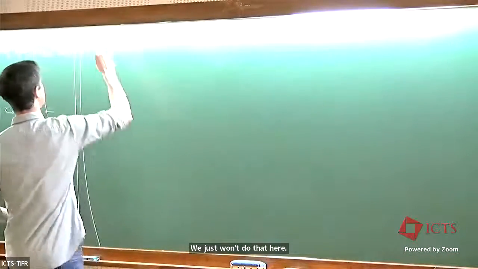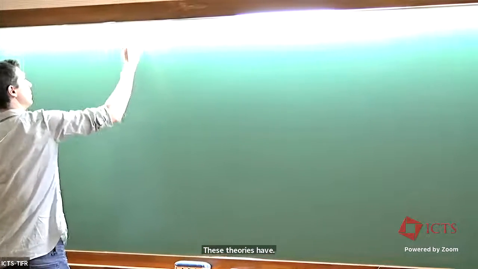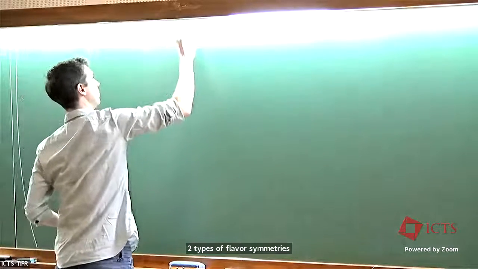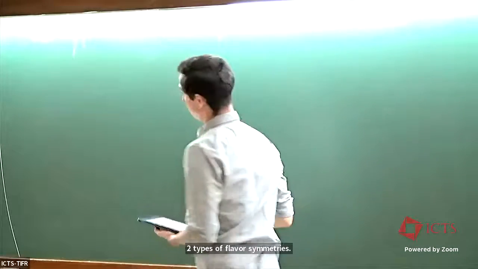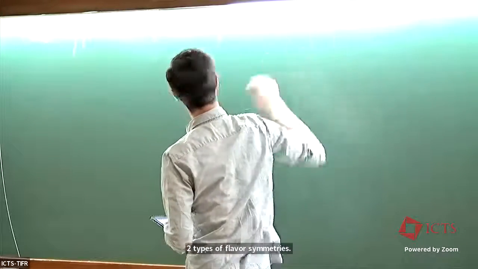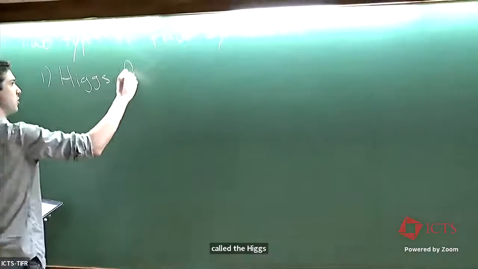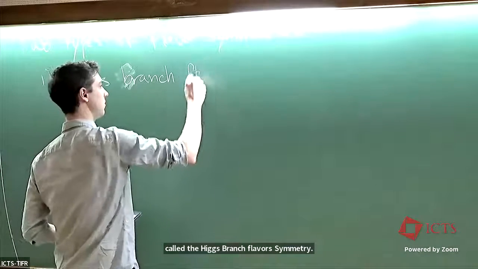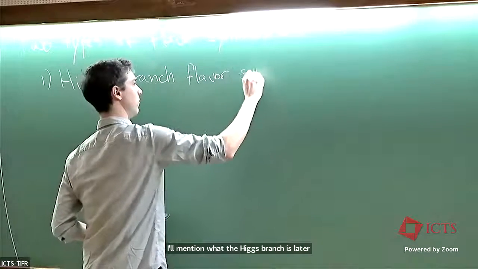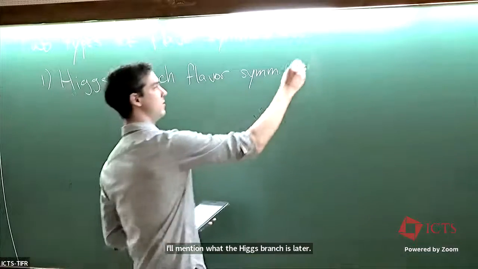These theories have two types of flavor symmetries that are going to act on our fields. The first type is called a Higgs branch flavor symmetry. I'll mention what the Higgs branch is later. I'm going to call it G sub H.